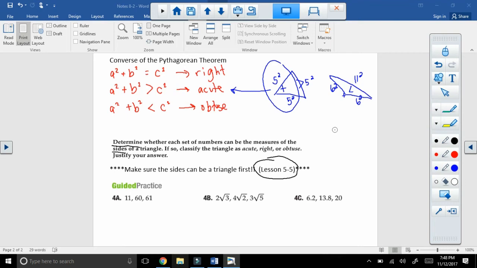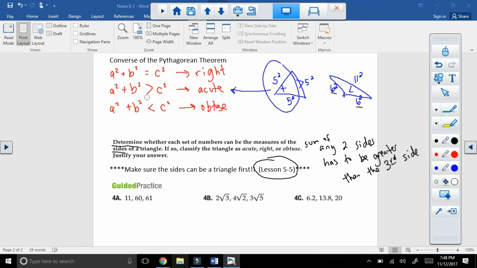In order to make something be a triangle, remember we did some investigations with this. When you add up two sides, they have to be more than that third side. So I'll just write, actually I should write, the sum of any two sides has to be greater than the third side.